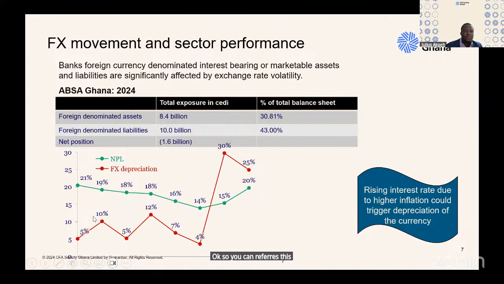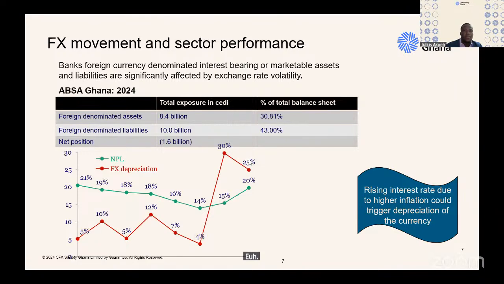Now let's look at it. Look at FX depreciation. The depreciation wasn't significant in 2016, 2017, 10%, then 2018, 5%. Of course, we were in an IMF program that time, and things were a bit controlled. Even 2021, depreciation about 4%, and then we saw a 30% average depreciation in 2020. 2022 and 2023 we have about 25% depreciation.